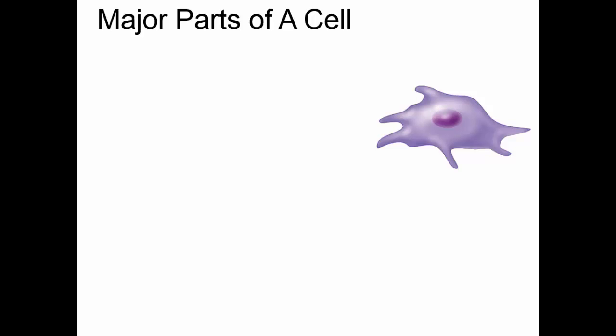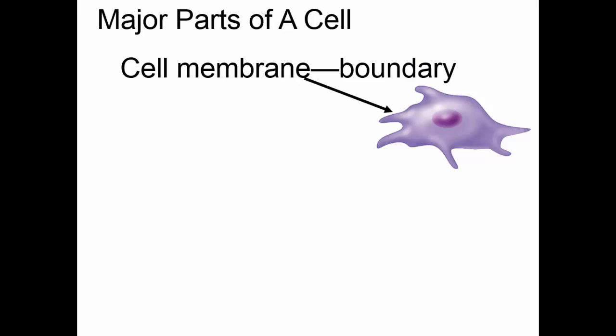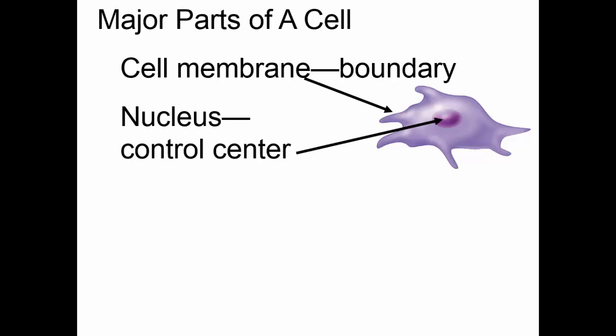There are three major parts of a cell. The cell membrane acts as the boundary of the cell. It controls what enters and leaves the cell. In the center of the cell is the nucleus. The nucleus is surrounded by its own membrane. In the nucleus is where the DNA and the chromosomes are found. The DNA controls everything the cell can do, so the nucleus is the control center of the cell.